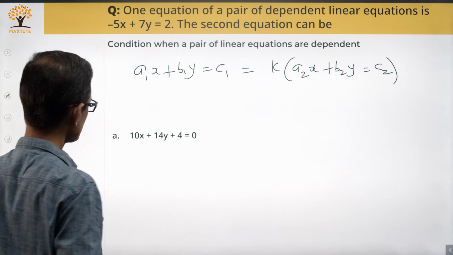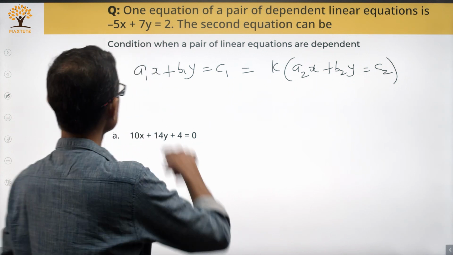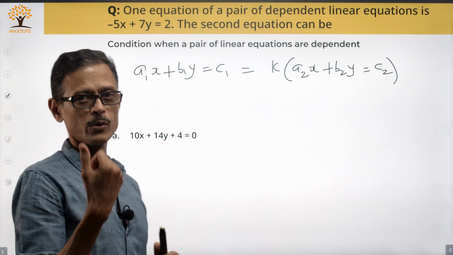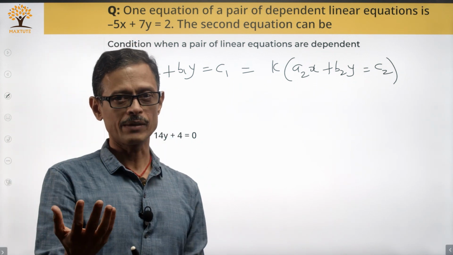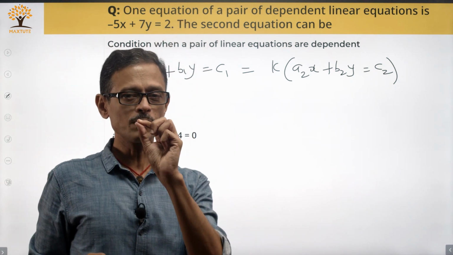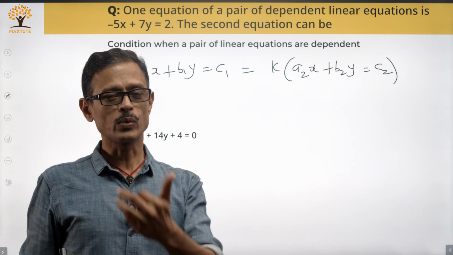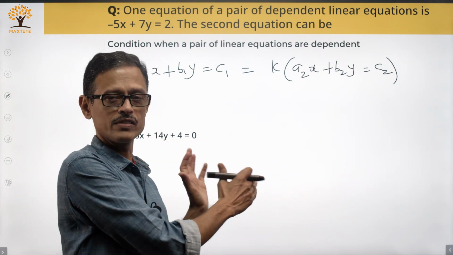Start with answer option A. One quick cue as to how we can eliminate answer options quickly, right? Look at it, the coefficients of x and y are of opposite signs, minus 5x plus 7y. So it can also be 5x minus 7y equals minus 2. So essentially we need to shortlist only those answer options where the coefficients of x and y are of opposite signs if they are on the same side of the equation.